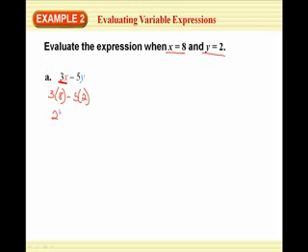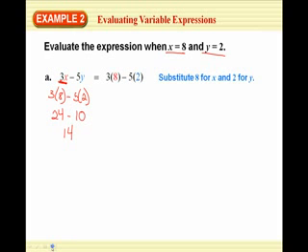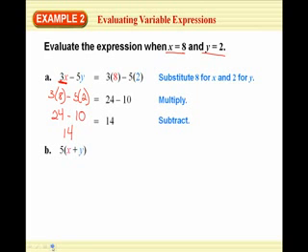3 times 8, using order of operations, I have to multiply before I can add. 5 times 2 is 10. That answers 14. Let's see how we came out on that one. I think we did good. We did. Look at that. Our answer is 14.